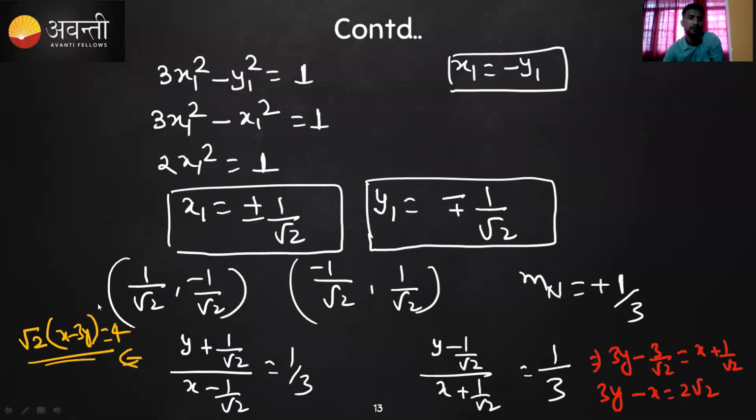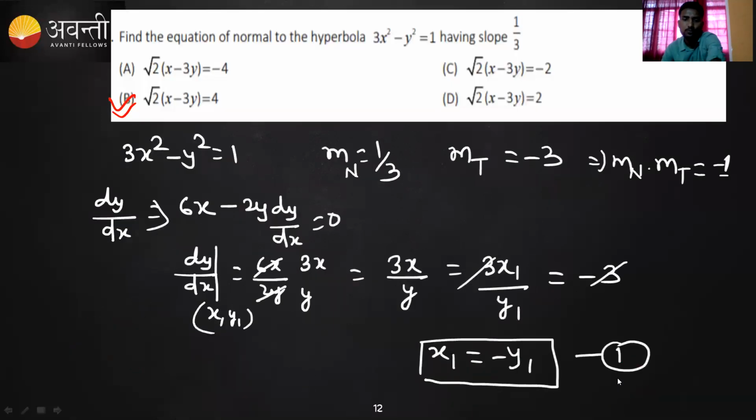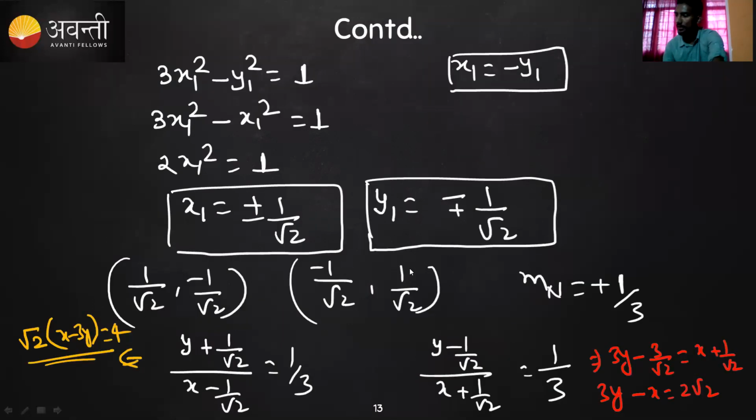So in the first, if you simplify all these things, you will get this relation. You can also write root 2, so you will get this equation. So this is the correct answer. Okay, I hope this question is clear to all of you guys. So I am just moving to the next question.